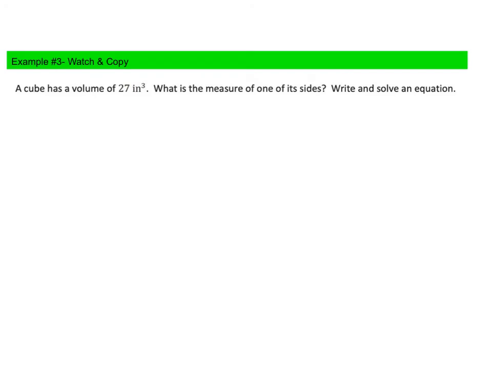Okay, so example 3 is similar to example 2, but this time I have a cube. So it's three-dimensional. And I was finding the volume. So the volume is the length times the width times the height. And if this is a cube, then those are all three the same number. So it says the volume is 27 inches cubed. What's the measure of one of its sides? So if I'm cubing something, I'm multiplying the same number 3 times. So doing x to the third power equals 27.